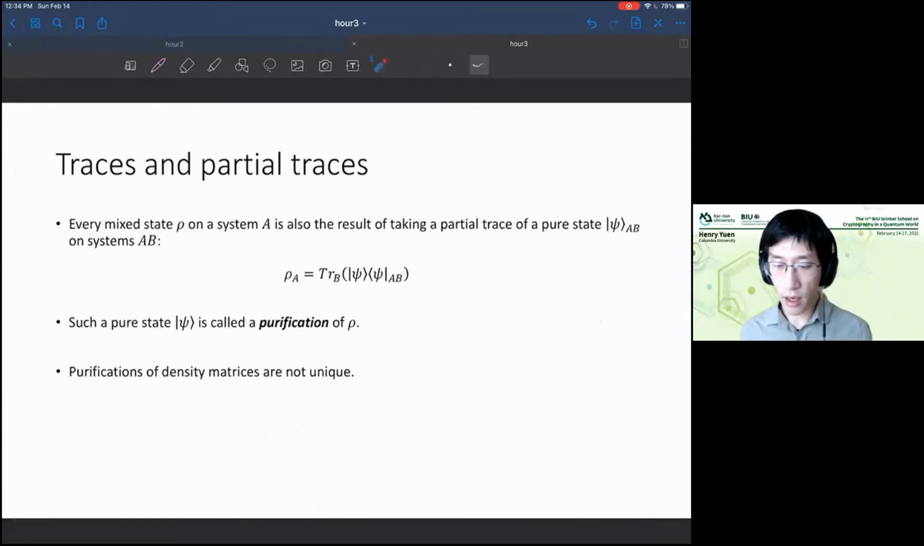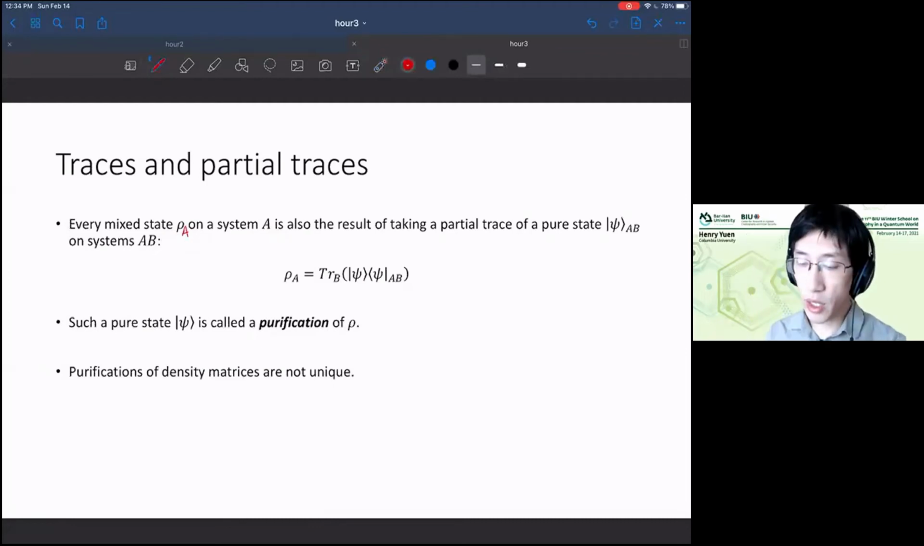Okay, here's an interesting fact. Let's say you have a mixed state on a system A. So maybe I should really just call it rho A. It turns out that you can always view it as the result of taking a partial trace of some pure state on a larger system.